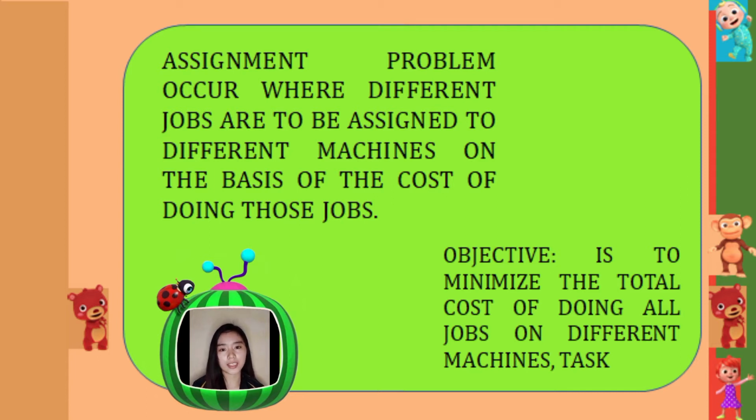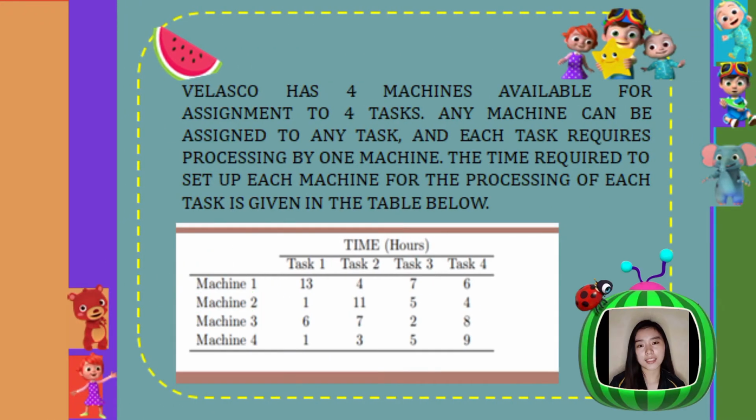It becomes a problem because each job requires different skills, and the capacity or efficiency of each person with respect to these jobs can be different. Okay, so here's an example of an assignment problem. Velasco has 4 machines available for assignment to 4 tasks. Any machine can be assigned to any task, and each task requires processing by one machine. The time required to set up each machine for the processing of each task is given in the table below. So machine 1 has, in task 1, 13, task 2, 4, task 3, 7, and so on. The company wants to minimize the total setup time needed for the processing of all 4 tasks.